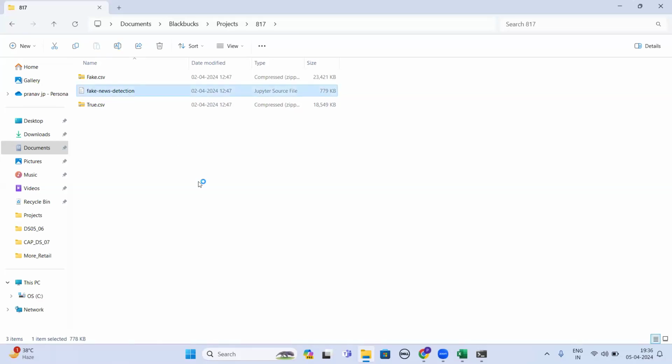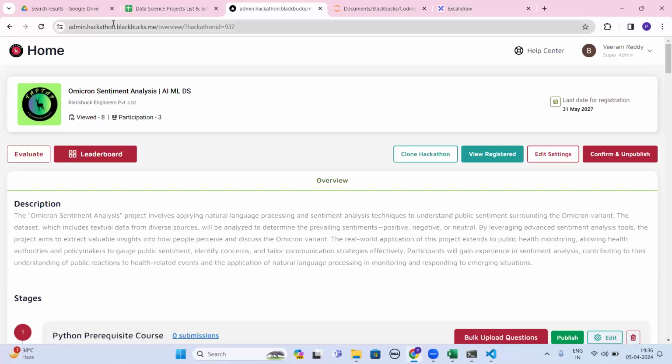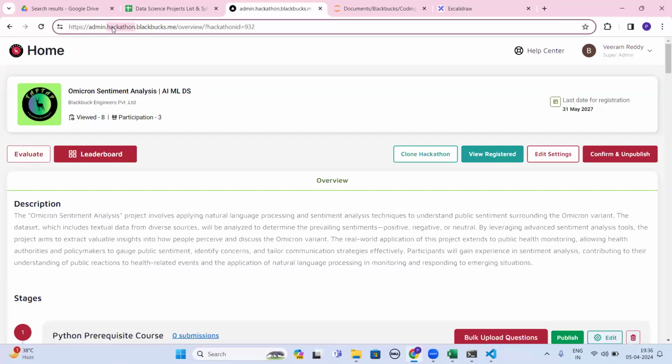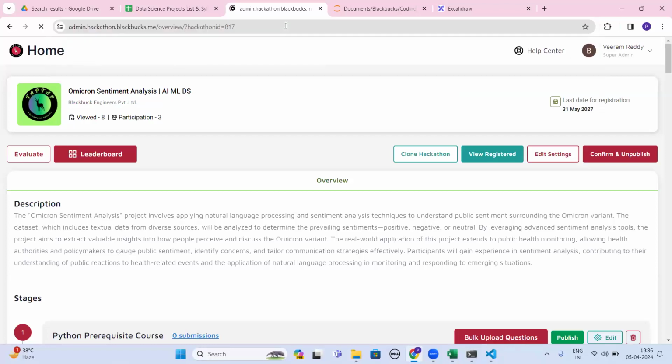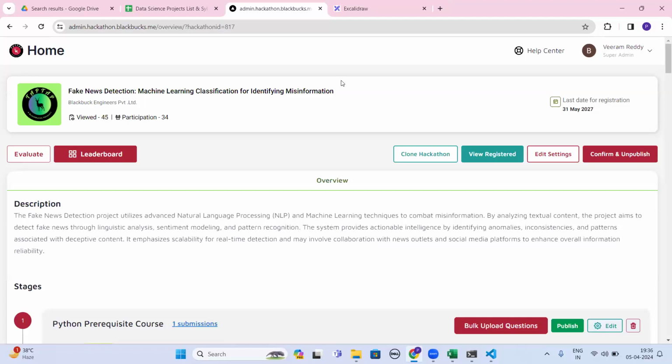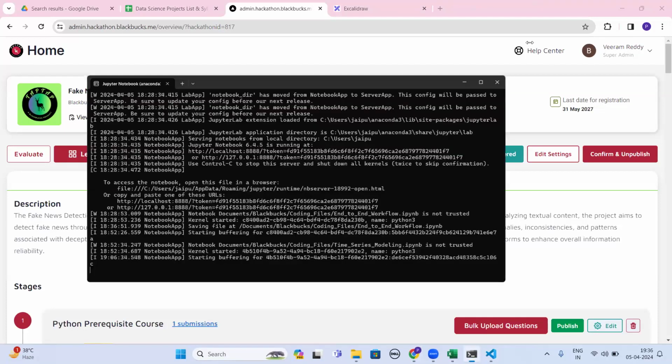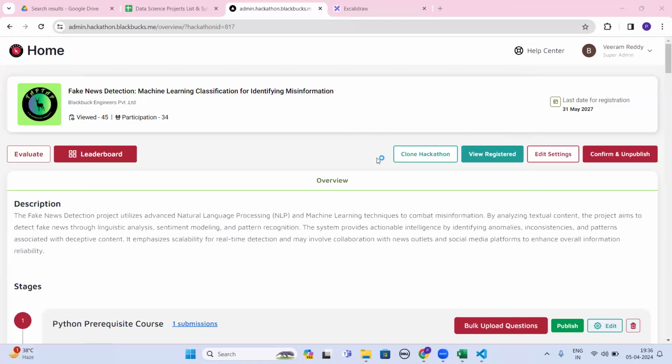So this is 817. Let all the other learners go through the portion, and then you take 1 minute to go through this part and then we will discuss the project over here. So it's an advanced NLP problem combined with machine learning techniques.